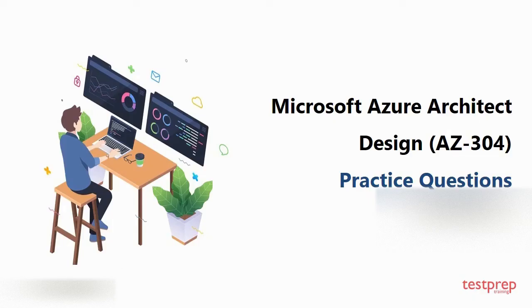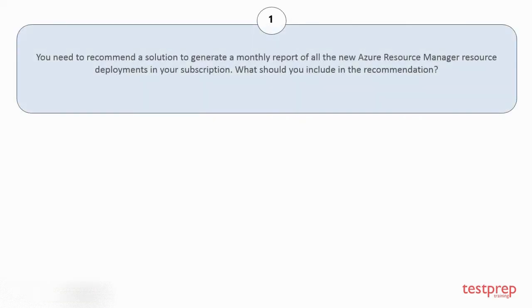In this video you will learn about some commonly asked questions in Microsoft Azure Architect Design, AZ-304. So let's get started. Question number 1. You need to recommend a solution to generate a monthly report of all the new Azure Resource Manager resource deployments in your subscription. What should you include in the recommendation?